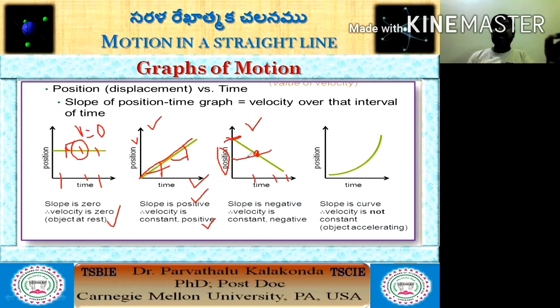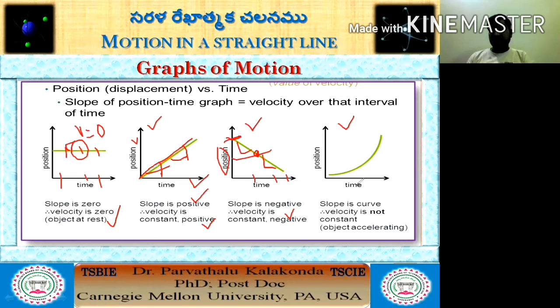Decreasing means the slope here is negative. The slope here is negative. Velocity is again constant here, but it's negative. Okay, velocity is uniform, but it is decreasing, right? Negative. So coming to the last graph, what is going on here?